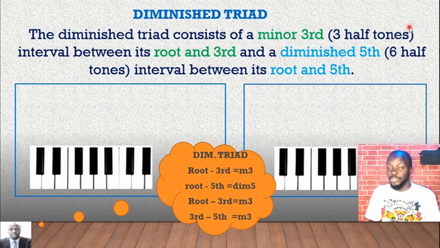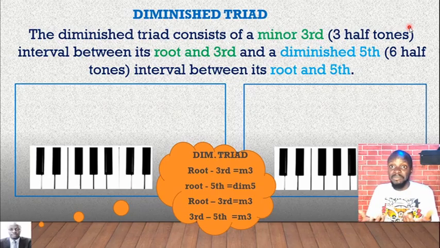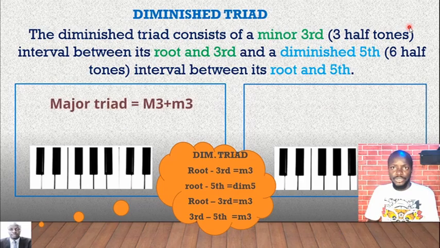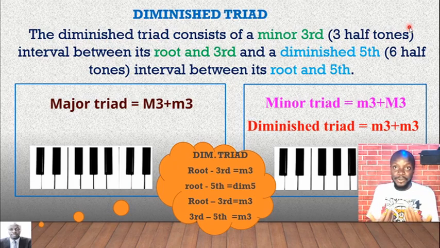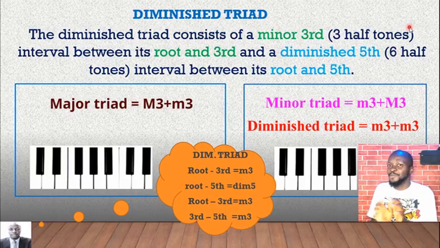All right, so from the root to the fifth is a diminished fifth, and from the root to the third is a minor third. Or you can also explain it this way: you have a stack of minor thirds. From the root to the third is a minor third, and from the third to the fifth it's another minor third. Remember, in a major triad you have a major third under a minor third, and in a minor triad you have a minor third under a major third. Now in a diminished triad you have a minor third under another minor third. Those are the differences, and that's the key to all these triads.